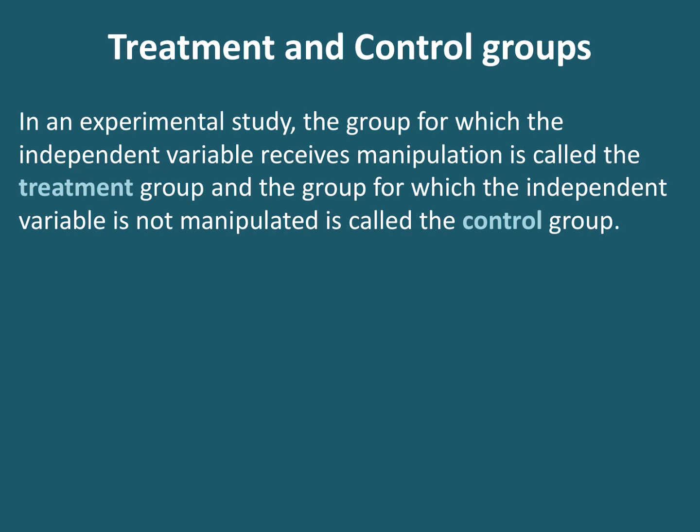Now, you pretty much know what treatment and control groups are, but I will repeat them here. In an experimental study, the group for which the independent variable receives manipulation is called the treatment group, and the group for which the independent variable is not manipulated is called the control group.